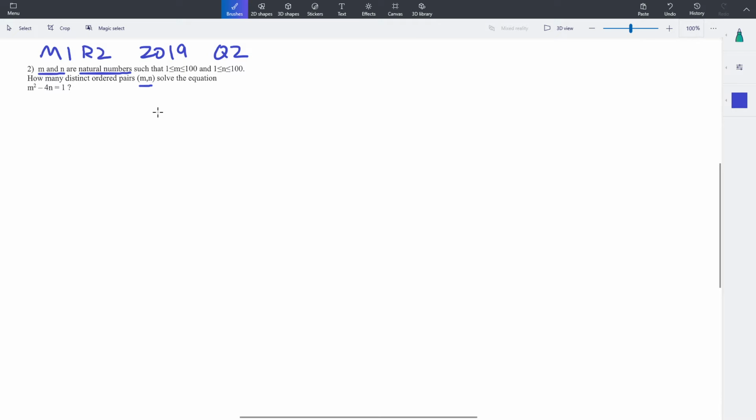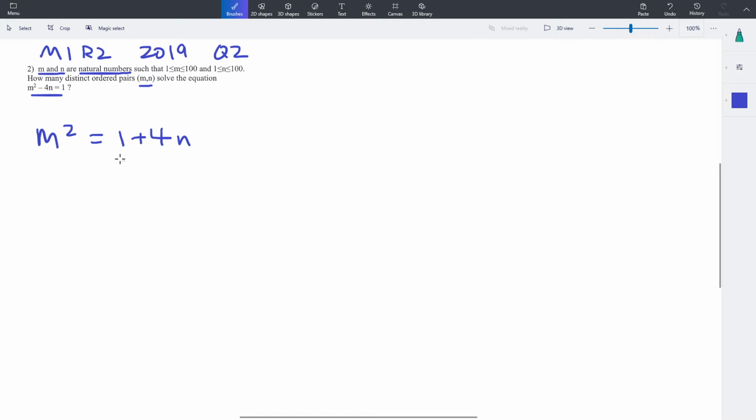This is very much a number theory type of question, so let's see what we can figure out about the features of this equation. The first idea you might get is to move everything to one side and solve that quadratic, but that doesn't make sense because there are two variables, not one. So maybe we can move them to different sides and see what we get. We get m squared equals 1 plus 4n.